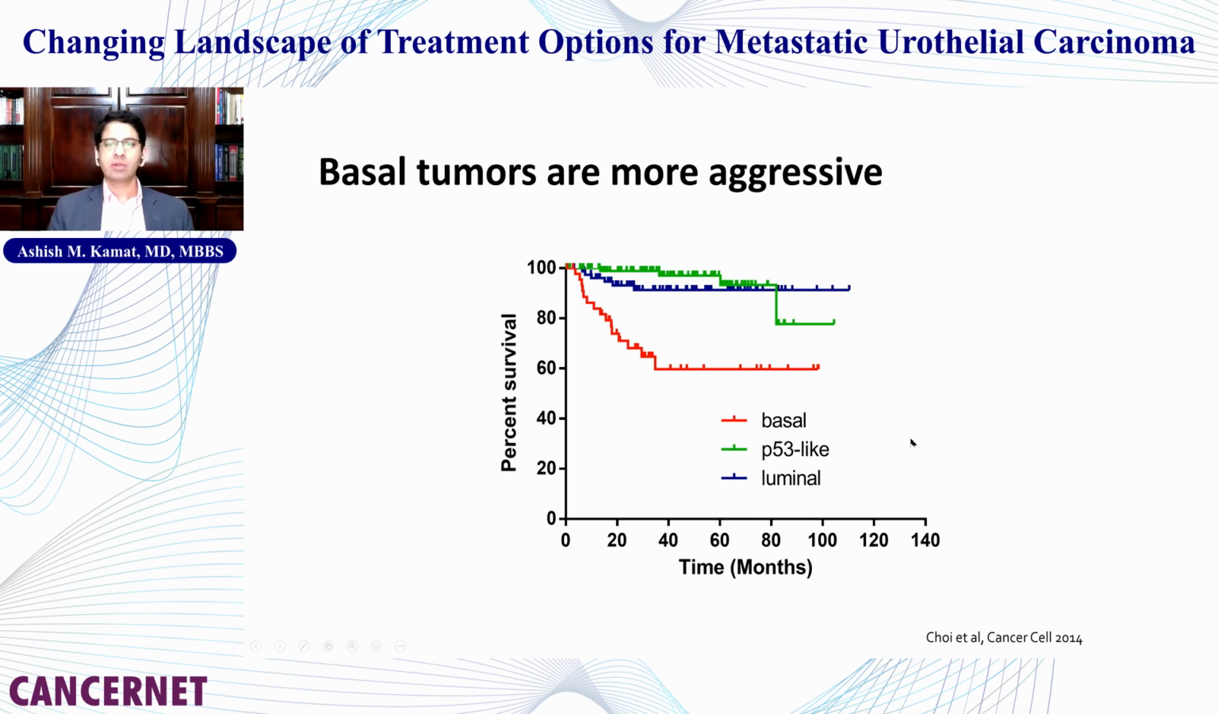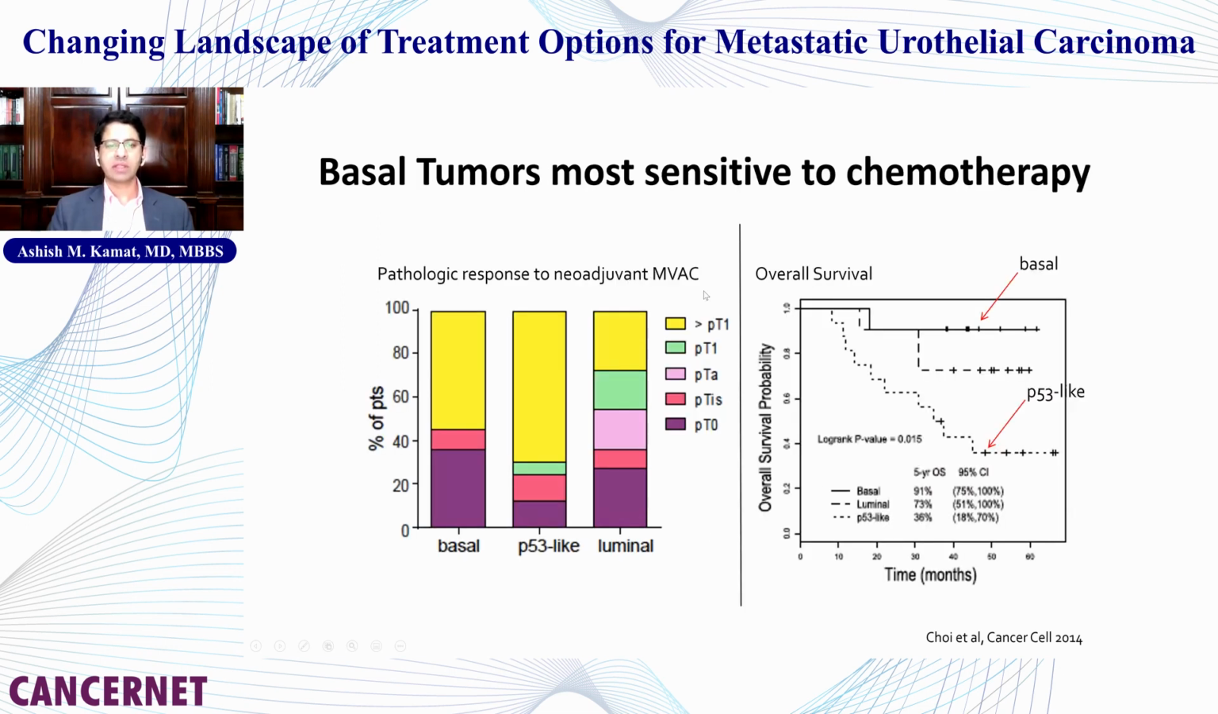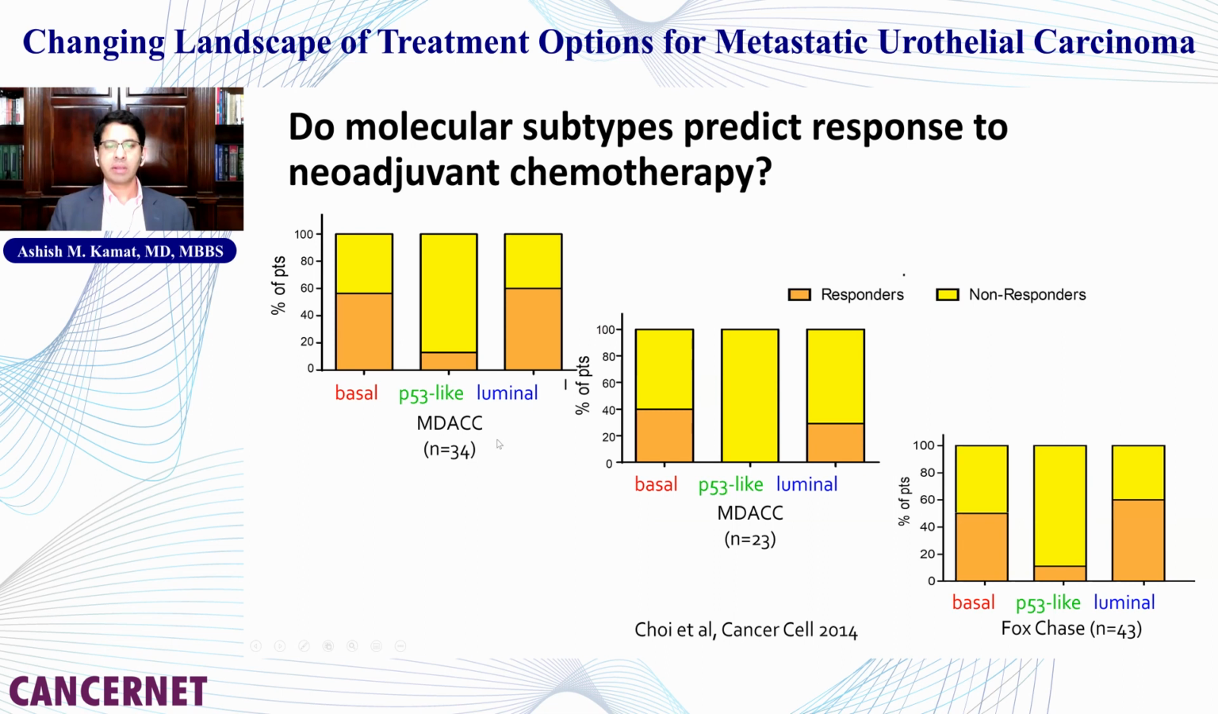In general, though, if you think about it, and this is work that was done by David McConkey and Choi from MD Anderson, the luminal patients and the P53-like patients tend to, in general, have a better overall prognosis than the basal patients. If you look at the response to neoadjuvant chemotherapy, there are more responders, however, in the basal subtype as opposed to the P53. And the luminals tend to do well in general, so they have fewer responders, but their overall response is better. And this was work that was not only performed at MD Anderson, but it was also validated by other groups, including Betsy Plimack using the Box Chase cohort.